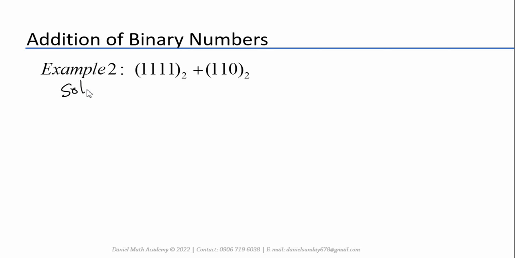So, the solution again for this problem. Let's begin. This is 1, 1, 1, 1 in base 2, and this is 1, 1, 0 in base 2. Let me space them out so that we can understand them better.